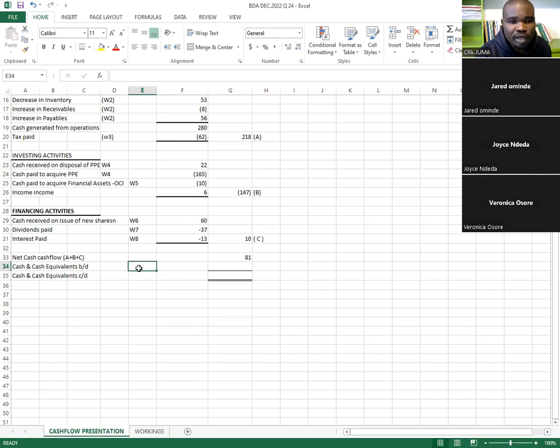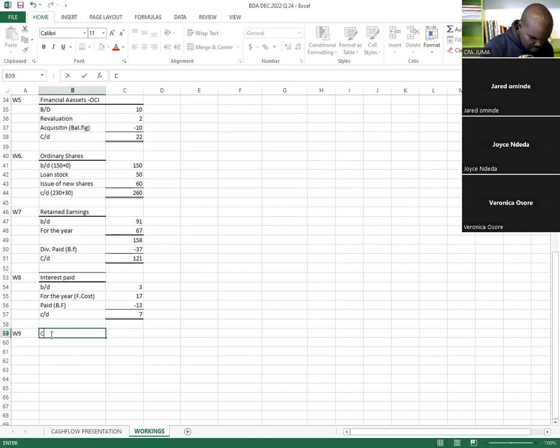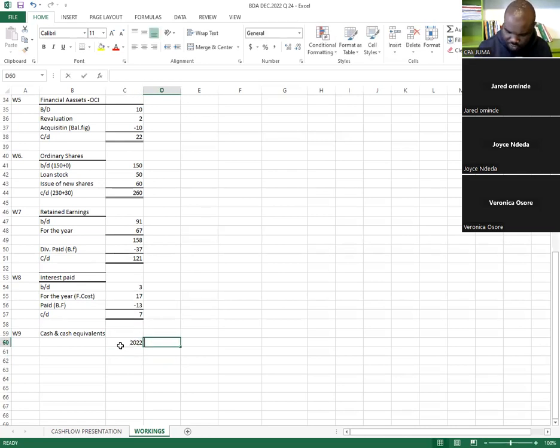So this one, working 9, which is the last working. All of which are working 9. So we go to working number 9. You say cash and cash equivalents. Here you say 2022. The other side, you say 2021.